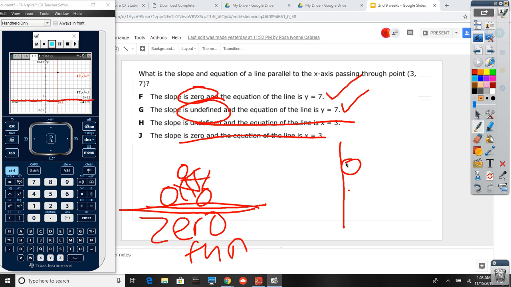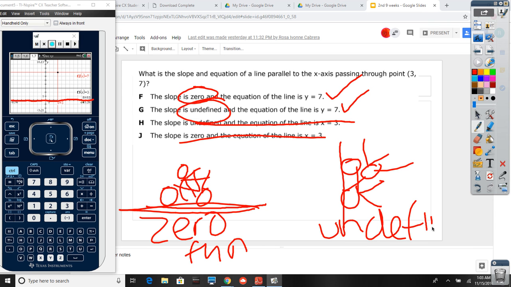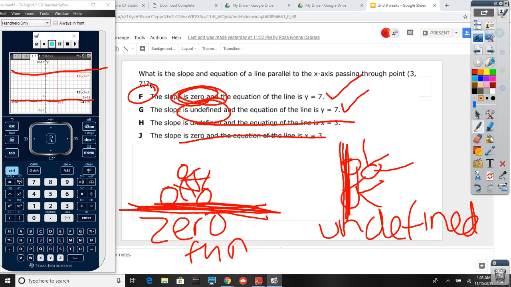I can ride my bike here, and what's gonna happen to me? I don't even know, right? I'm gonna fall and I'm gonna be undefined. Maybe I'll be at the hospital, maybe I will not survive, right? So if you ride your bike on something like this, you will be undefined. So my line is like this though. Therefore I'm having 0 fun. My slope is 0. Answer is F.